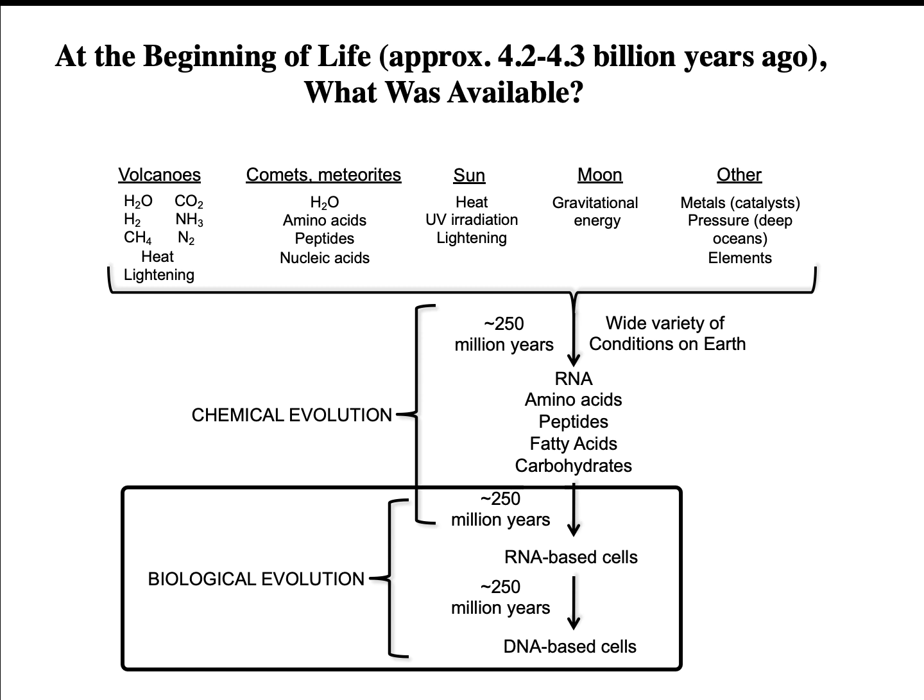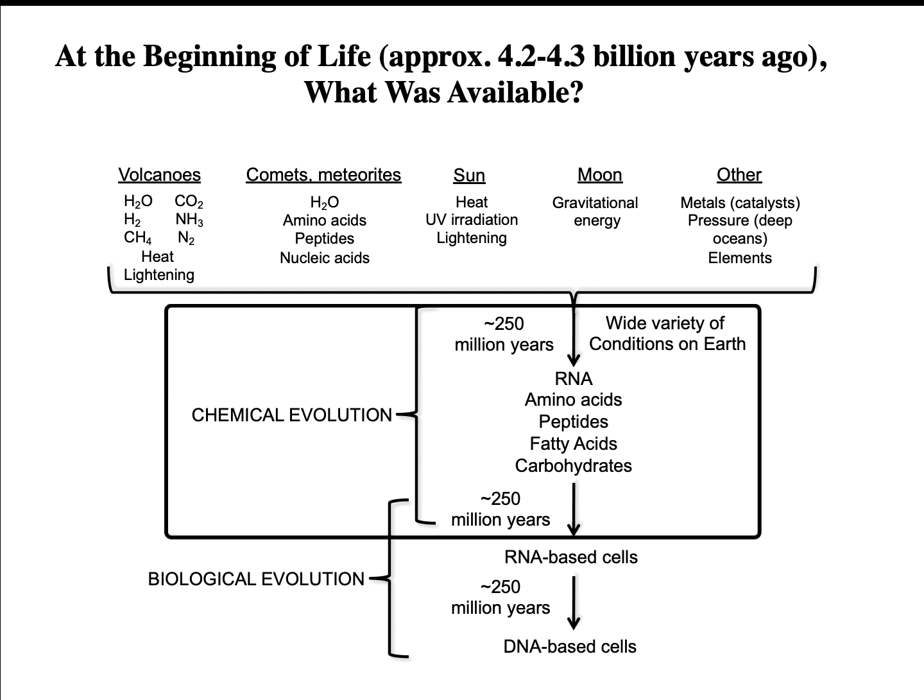So here we have biological evolution, where we have DNA-based organisms and then RNA-based organisms. Prior to that, there was chemical evolution. So RNAs were formed, amino acids were formed, peptides were formed, fatty acids, carbohydrates, and many of these can be easily produced under early Earth conditions or coming in on asteroids and comets.